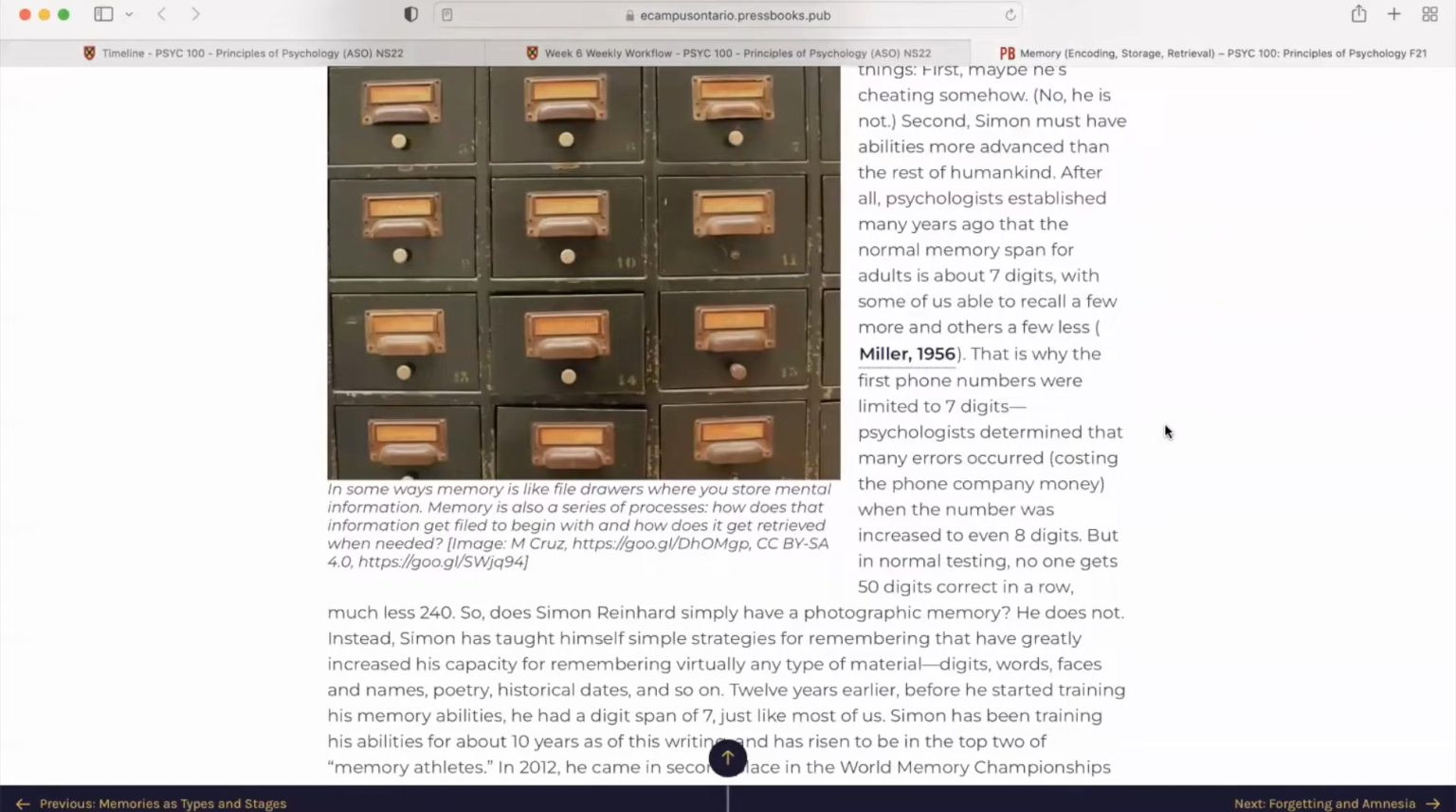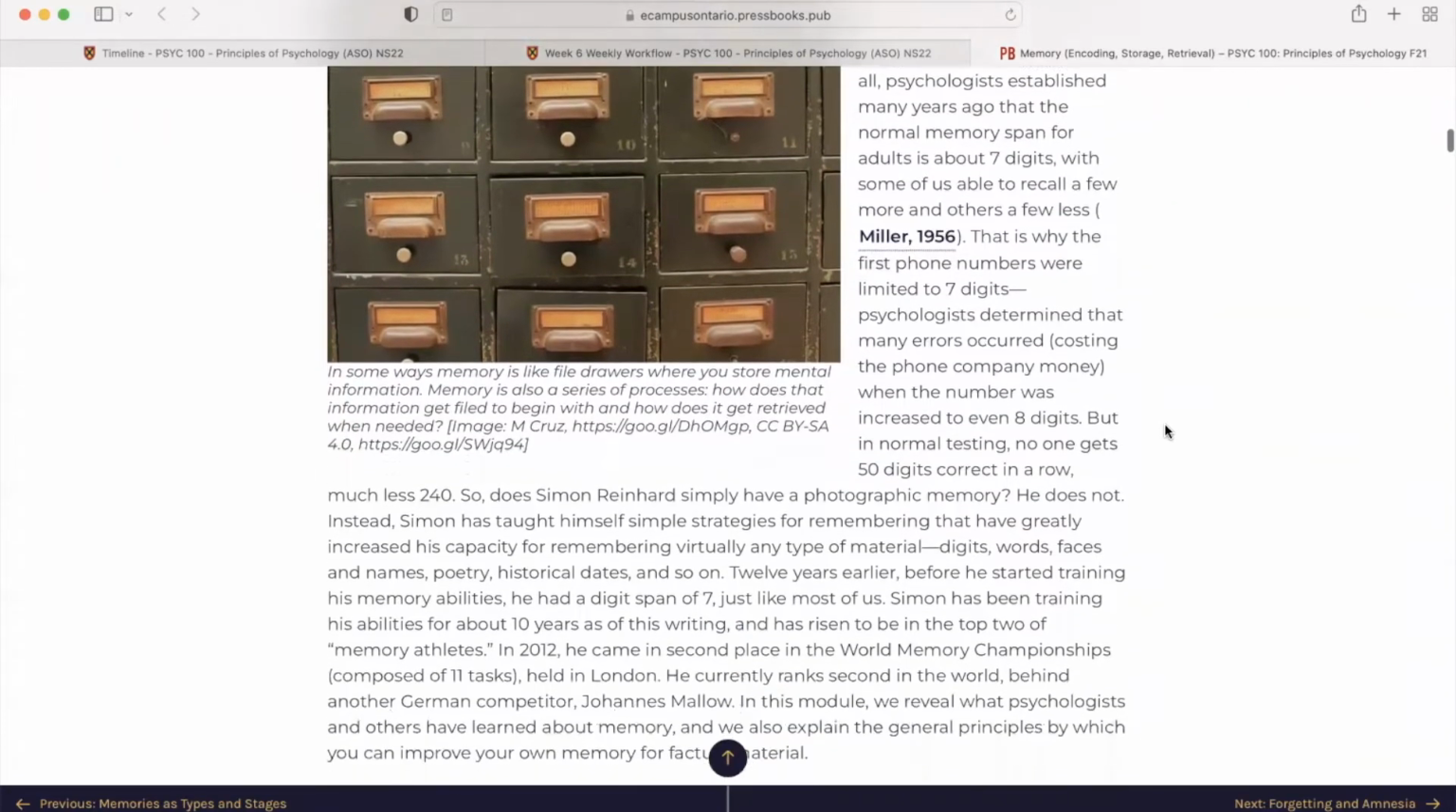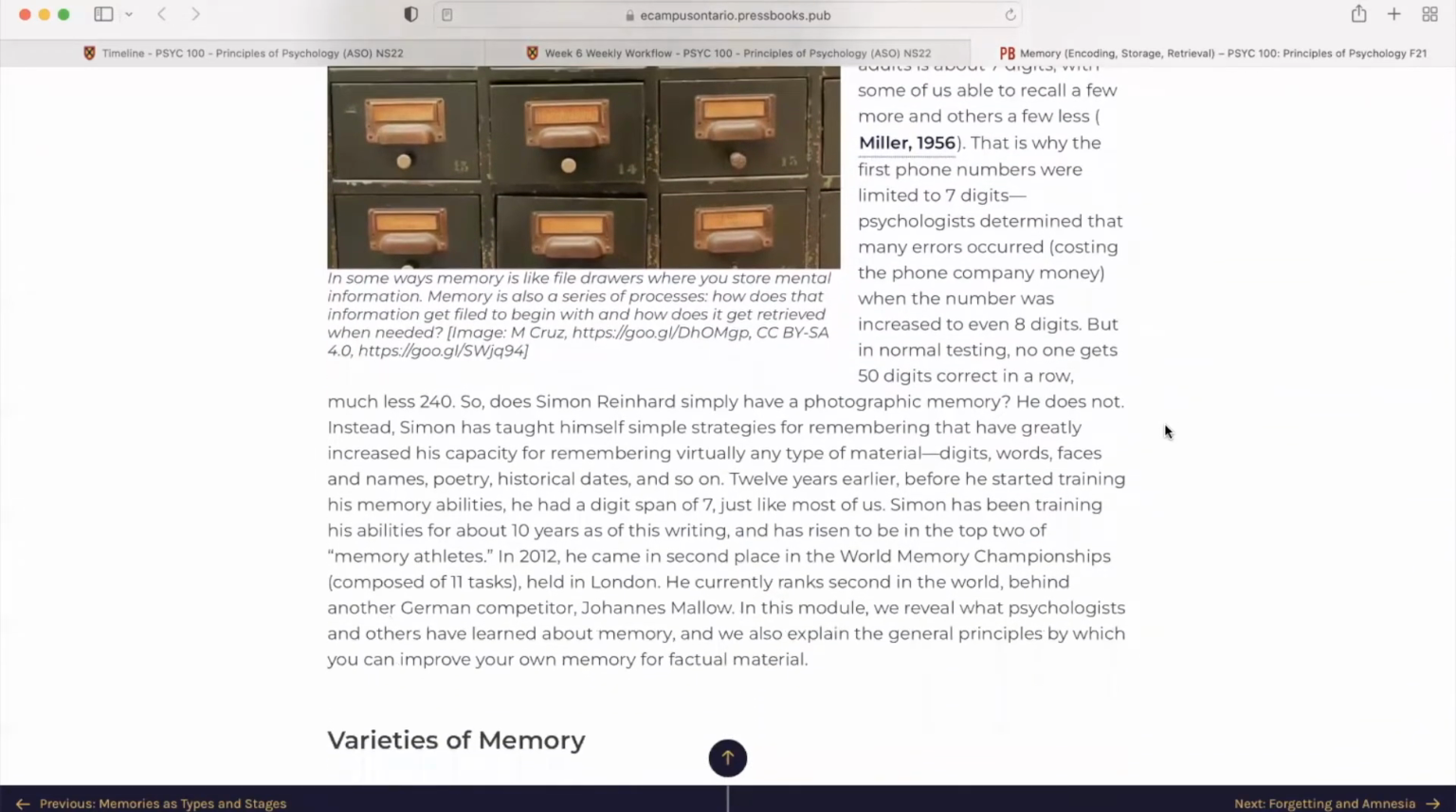If you are going back in time and wanting to cross-reference chapters, chapter 4 has the information about Miller and how he had the magic number 7 plus or minus 2. That is why the first phone numbers were limited to 7 digits. Psychologists determined that many errors occurred, costing the phone company money, when the number was increased to even 8 digits. But in normal testing, no one gets 50 digits correct in a row, much less 240.